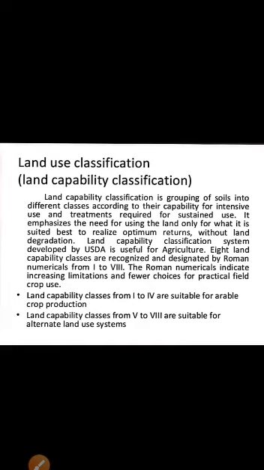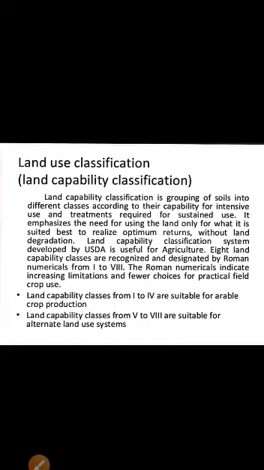So the land capability classification system developed by USDA is useful for agriculture. Eight land capability classes are recognized and designated by Roman numerals from 1 to 8. So the Roman numerals indicate increasing limitation and fewer choices for practical field crop use.